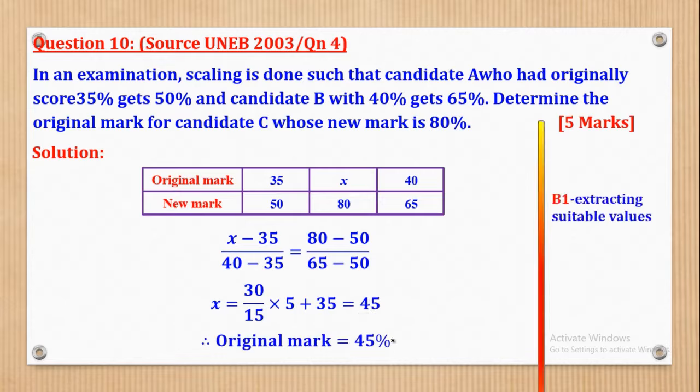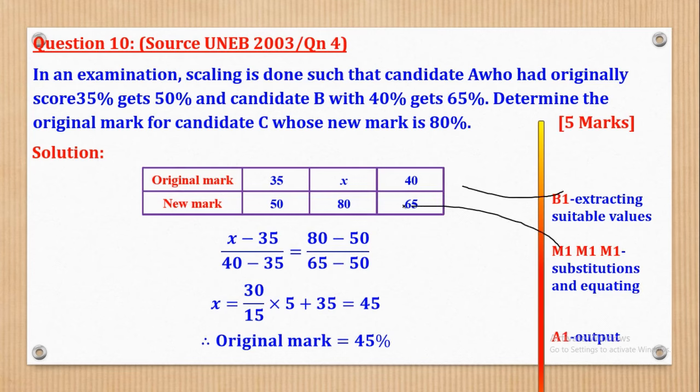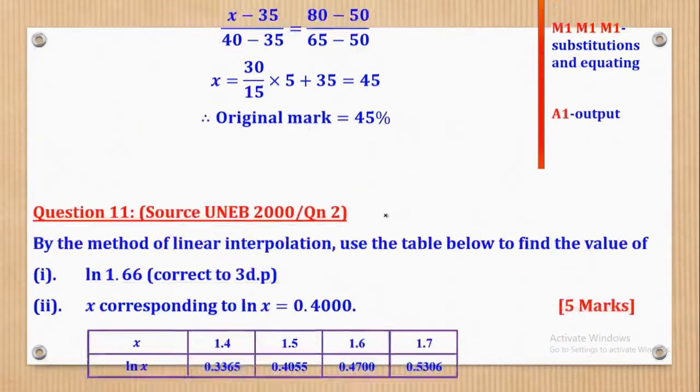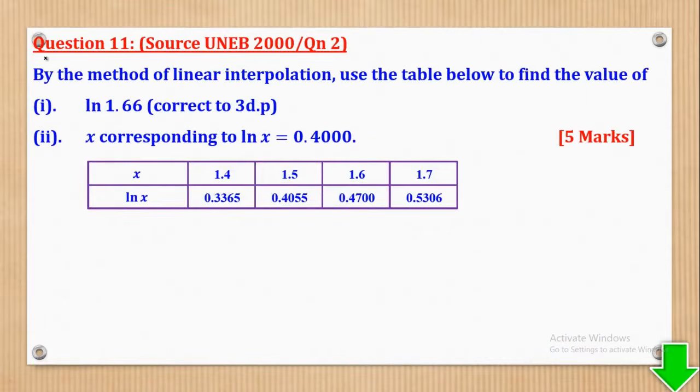Now let's see how marks can be awarded. So B1 for extracting out the values, M1 for this part, M1 for this part, and M1 for equating, A1 for the output. So that was question 10.